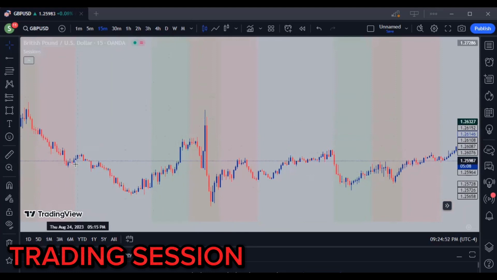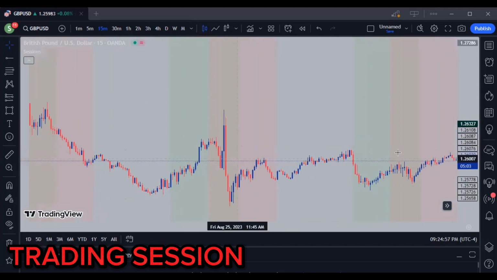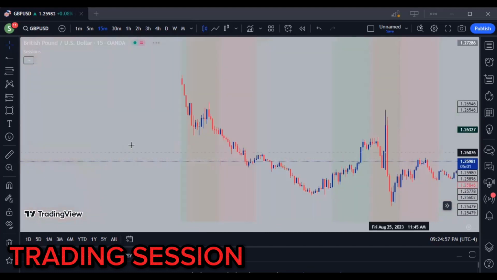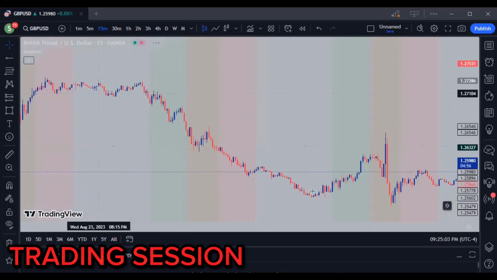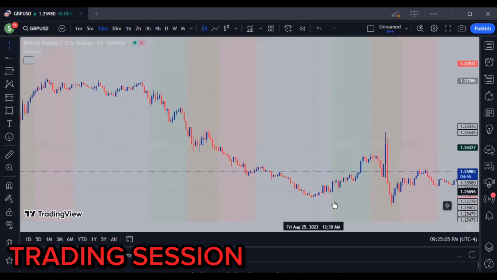This is why I use my session, because you can easily catch this move to the downside and you can easily catch this move to the upside once you are trading with your session, because the banks tend to move the market to one particular zone or to one particular direction. So that's the way it works, and that is it for session.